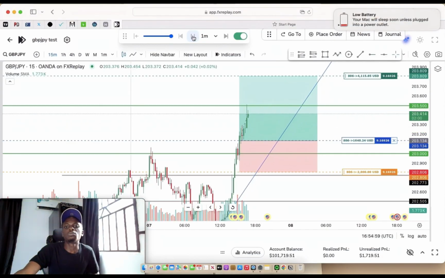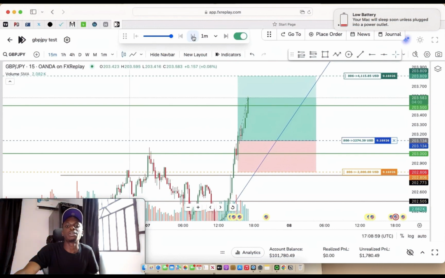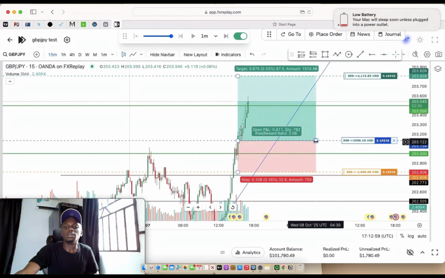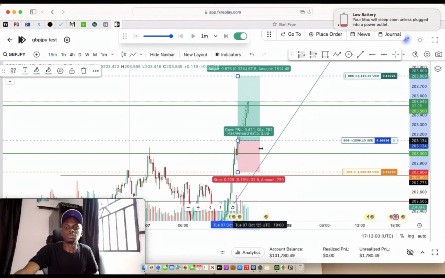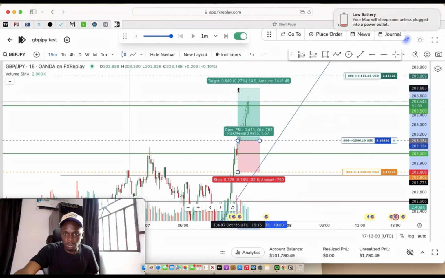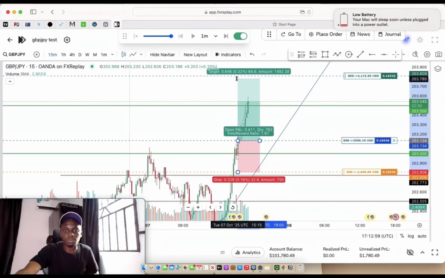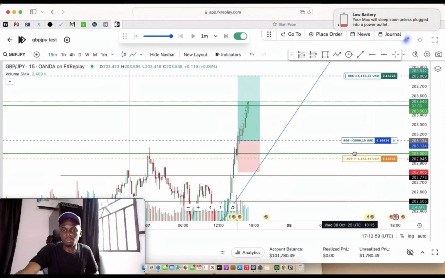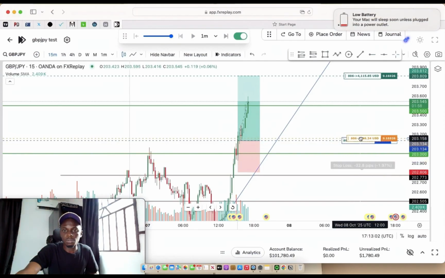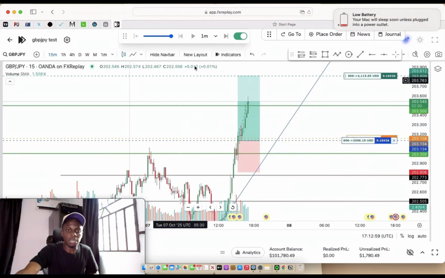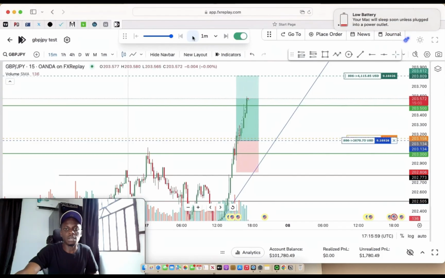Is that up to 1 to 1.5? I don't think so. Let's see the break first. Let me check. Just see 1 to 1.5. Yeah, it's 1 to 1.5. Still the same thing. I move my stop loss to break even. And since I'm going to trade, I will let it run.